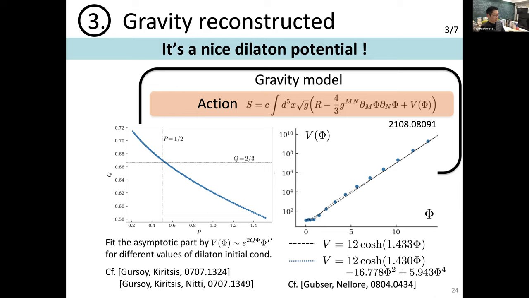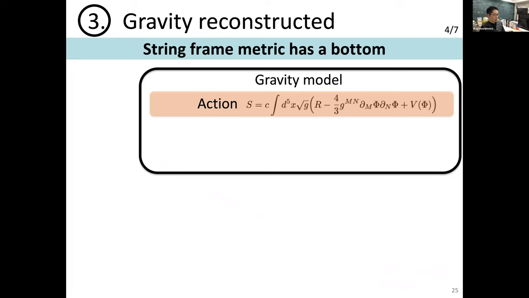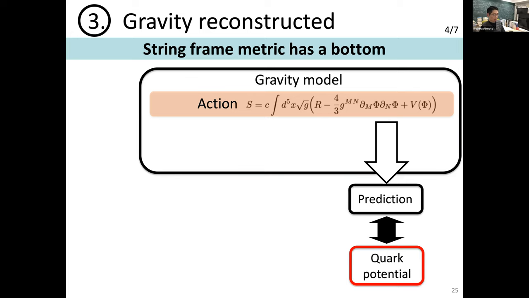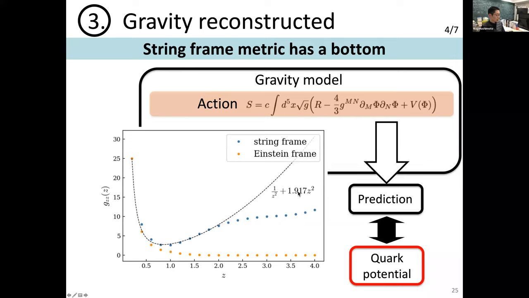Okay, from this gravity model at zero temperature, you have the metric. So you can compute the quark potential. The metric looks like this. Since dilaton and metric are nicely separated by this action, you can plot the metric itself rather than B prime. So here the blue dots are our metric, and the red dots are the Einstein frame metric. So let's consider the string frame metric, which is nicely fitted around this region by this function.